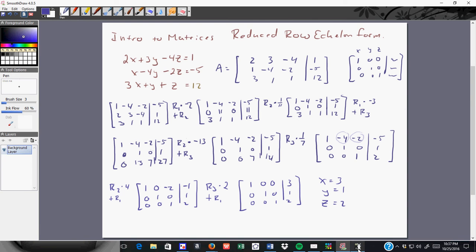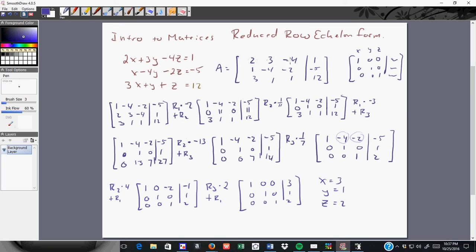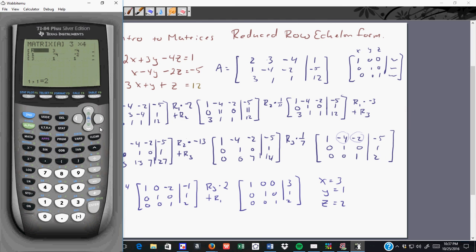Real quick, if you go onto your graphing calculator, turn it on, and you go to Matrices, you make your matrix, and this is 3 by 4, because remember you have 3 rows, 1, 2, 3, and 4 columns, 1, 2, 3, 4, so it's a 3 by 4. You have to put in all your values, which I've done. And then to do this quickly, you go over to math, and you go all the way down to reduced row echelon form.